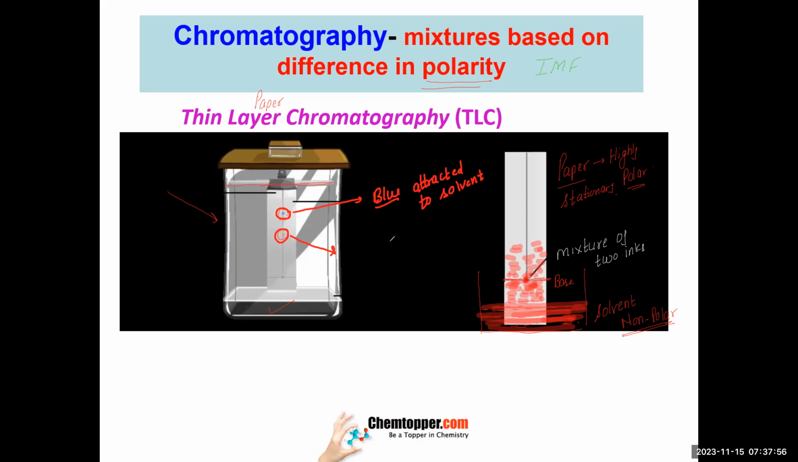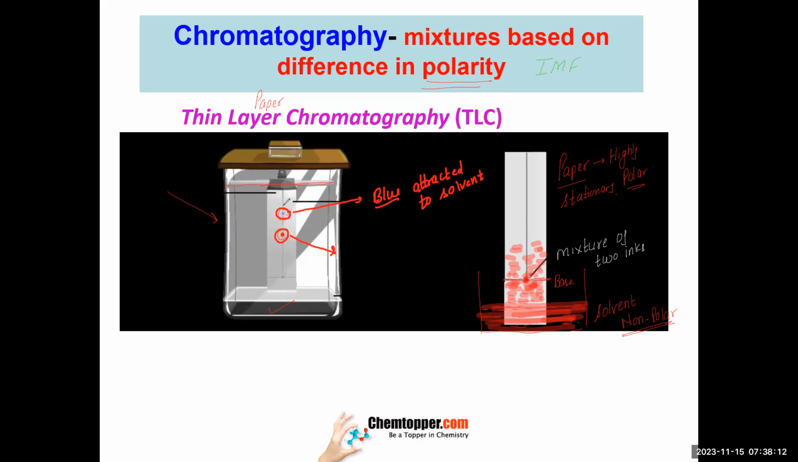Yes, you're right. So orange color is moving slowly. So it means it is more attracted to the paper. Blue color is moving faster. It means it is more attracted to the solvent, less attracted to the paper.